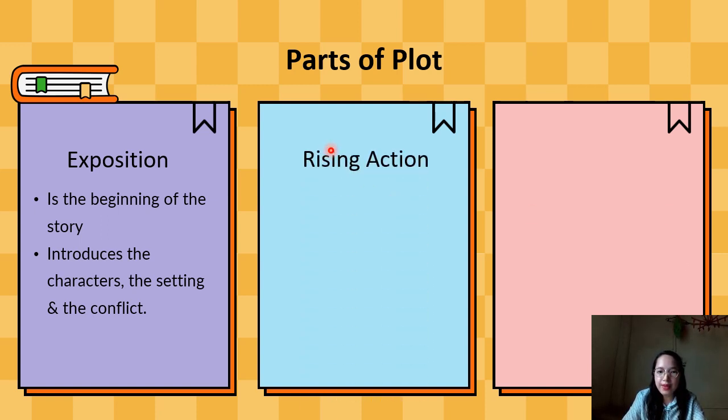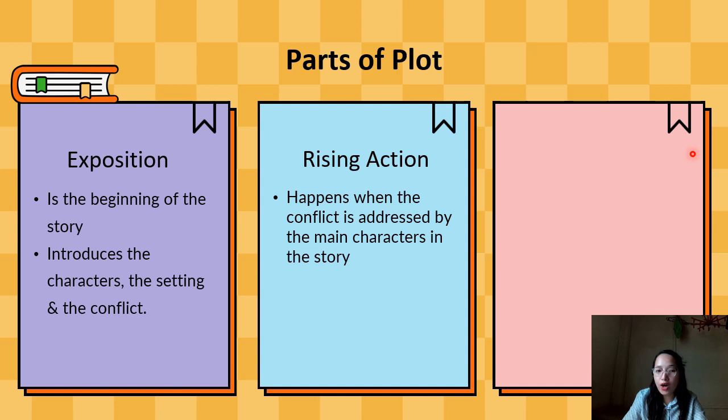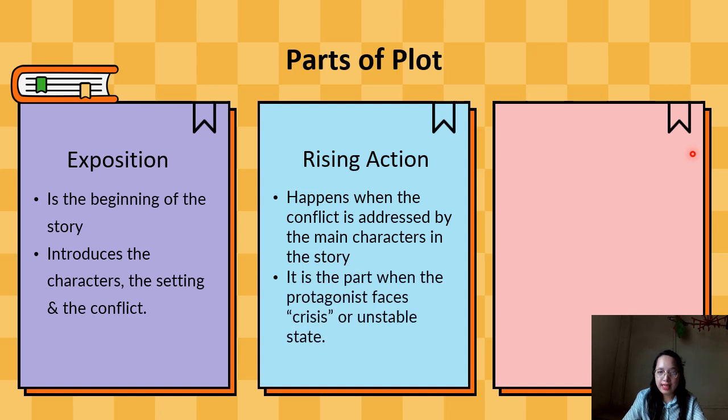Next is the rising action. The rising action happens when the conflict is addressed by the main characters in the story. It is the part when the protagonist faces crisis or unstable state. Now, the rising action is the series of conflict as the story builds.